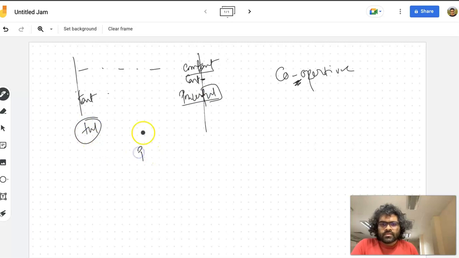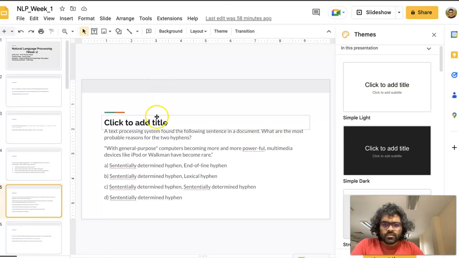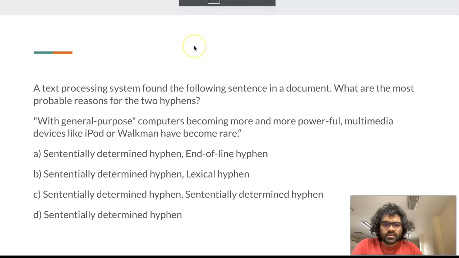So when the text processing system is collecting the text corpus, it will collect it as power hyphen full. So this is an end of line hyphen, because we don't use power hyphen full as a real thing. We use cooperative, that kind of thing, as a lexical hyphen, but we never use this kind of thing. So the first one is the correct answer, the sententially determined hyphen. General purpose is a sententially determined hyphen, and this powerful thing is an end of line hyphen.